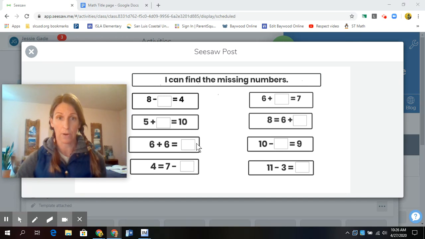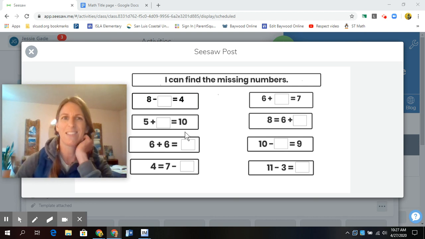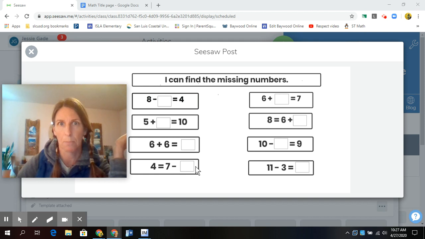Sometimes the missing number is at the end. And sometimes the missing number, oh, this is tricky, is in the beginning, but look how it's written backwards. Look at this one, and then look at this one, and this one. Notice that the equal sign is right here. And we've got the answer first. 4 equals 7 minus some missing number.